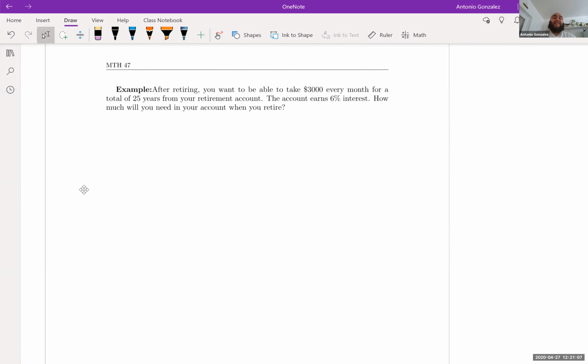In this example, it says after retirement, you want to be able to take $3,000 every month for a total of 25 years from your retirement account. The account earns 6% interest. How much will you need in your account when you retire? So here is a plan for retirement: you plan to live at least 25 years past the date of your retirement, and you've figured out you're able to live off of $3,000 every month.